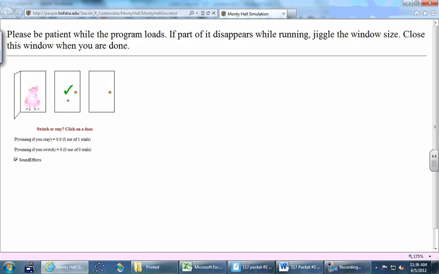So there's a pig behind 1. Stay with 2, switch to 3. Okay, we'll stay with 2. That was a good choice. So you can drive your pig home, maybe.